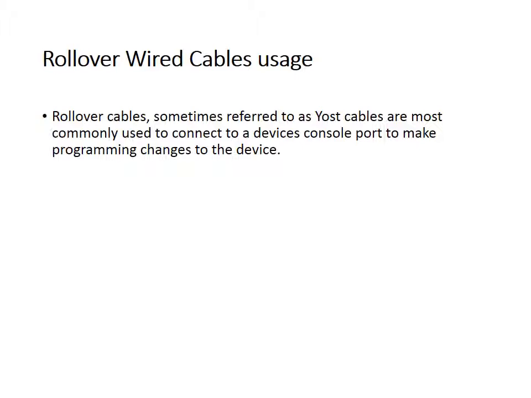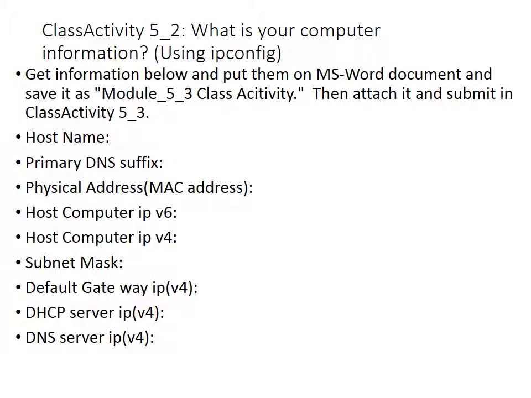Rollover wired cables usage. Class Activity 5-3: Get the required information and put it in MS Word and save it as module_5_3 class activity. Then attach it and submit it in Class Activity 5-3.